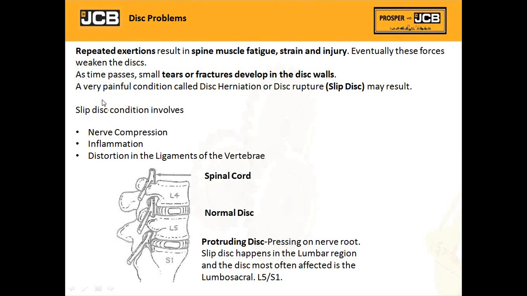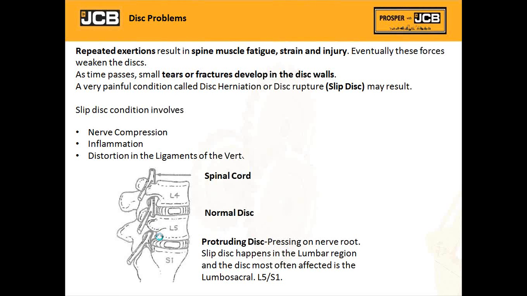Slip disc, everybody is well aware of it, but why it happens is because this muscle has ruptured and this has come out. And if this is not rectified in time, you will continue to have this slip disc problem. The slip disc condition involves nerve compression, pain, and distortion of the ligaments of the vertebrae. This is what we are talking about, the ligaments and muscles which get ruptured over here.